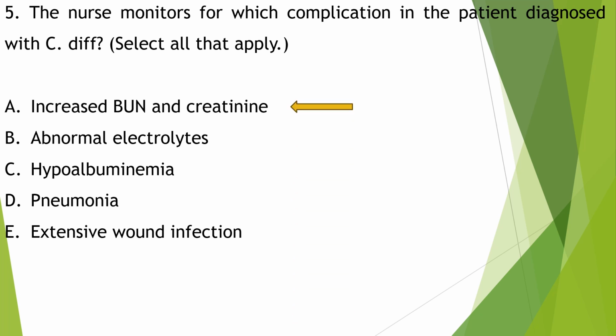So of course increased BUN and creatinine because of renal insufficiency, as we told. Then abnormal electrolytes with sodium and potassium, as we told. Then hypoalbuminemia, that is low serum albumin level. But pneumonia and wound infection are not associated with the complications of C. difficile.